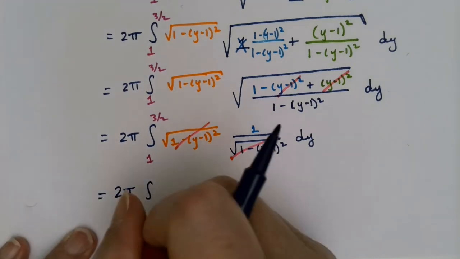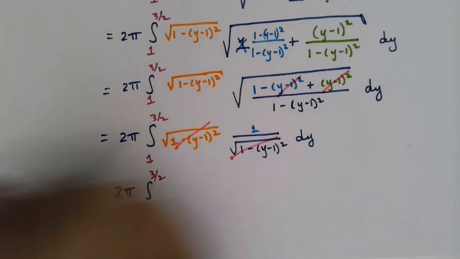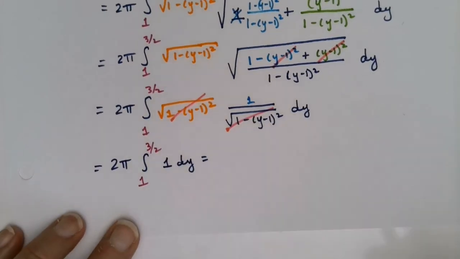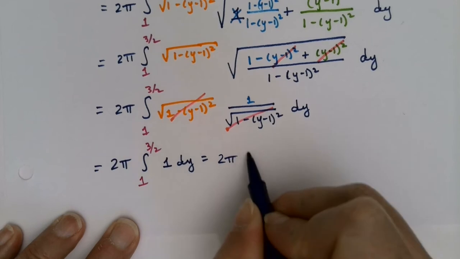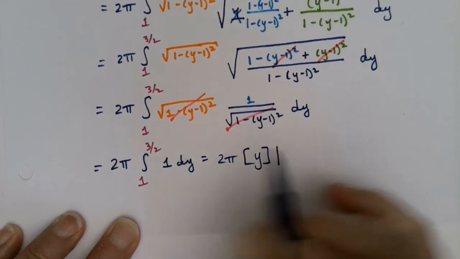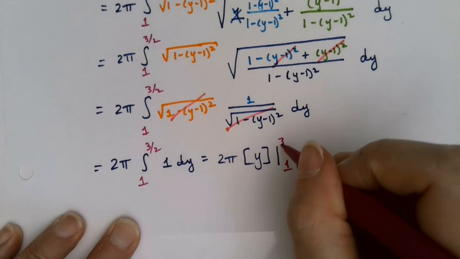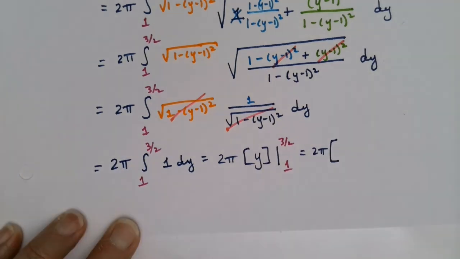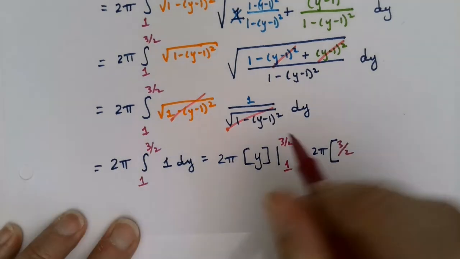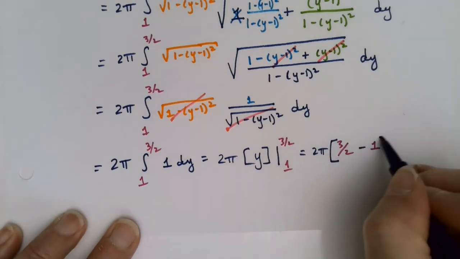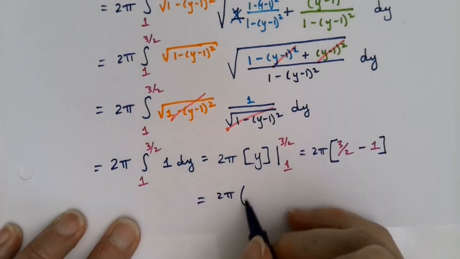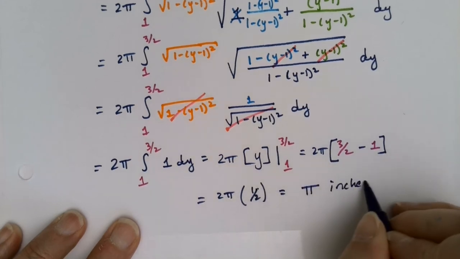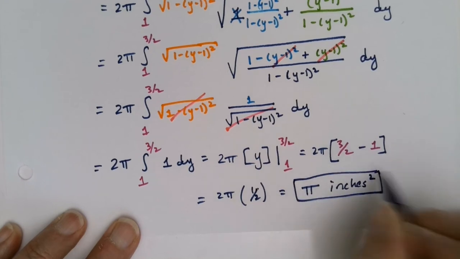But we are going to take 2 pi integral from 1 to 3 halves of 1 with respect to y. Well, the integral of 1 with respect to y is y. So we're going to take that from 1 to 3 halves, which means we're taking 2 pi times 3 halves minus 1. 3 halves minus 1 is a half, which means pi inches squared is our surface area.